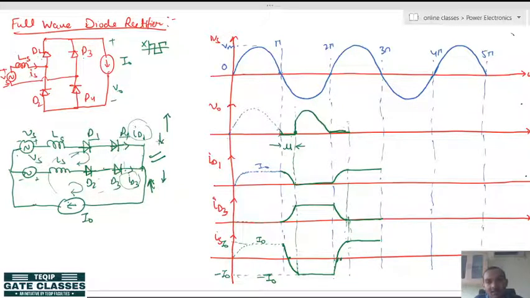All right, and after this, when the mu interval is over, again mu is called the overlapping angle. Let me write here, mu is overlapping angle. So after this again the output voltage will be like this, and you know that from 3 pi to 4 pi the same thing will repeat. So, you can draw the waveforms like this.